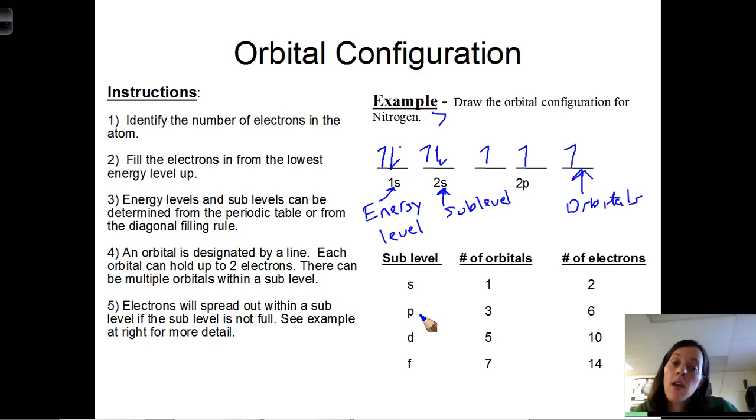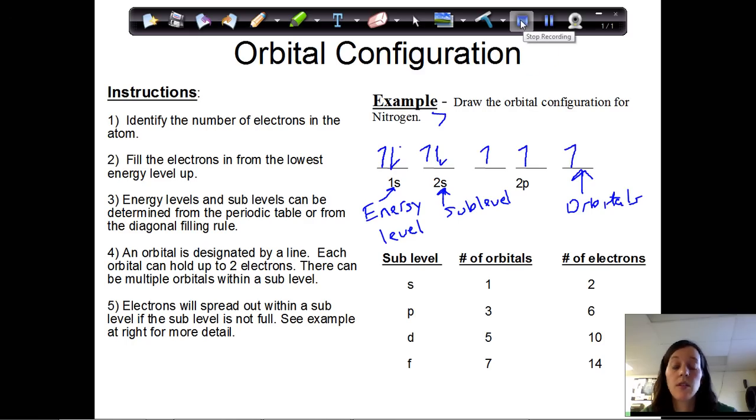For the p sublevel, you can have 3 different orientations around a 3D axis, so you can have 3 orbitals. Each orbital still only fits 2 electrons, so you can fit a total of 6 electrons. D has 5 orientations, so it has 5 orbitals for a total of 10 electrons, and f has 7 orientations for a total of 14 electrons. In your periodic table, if you count the boxes for each type of sublevel, you'll find that these correspond to how many boxes wide each sublevel is. For example, the p sublevel on your periodic table is 6 boxes wide to account for filling 6 electrons in 3 orbitals. Alright, and that is it for part 1 of the electron configurations.